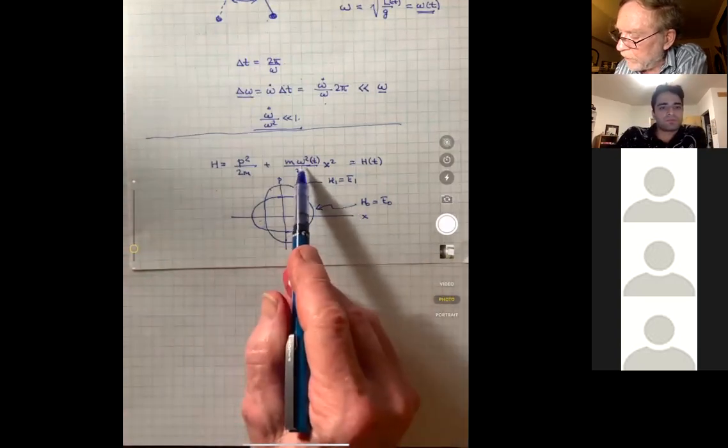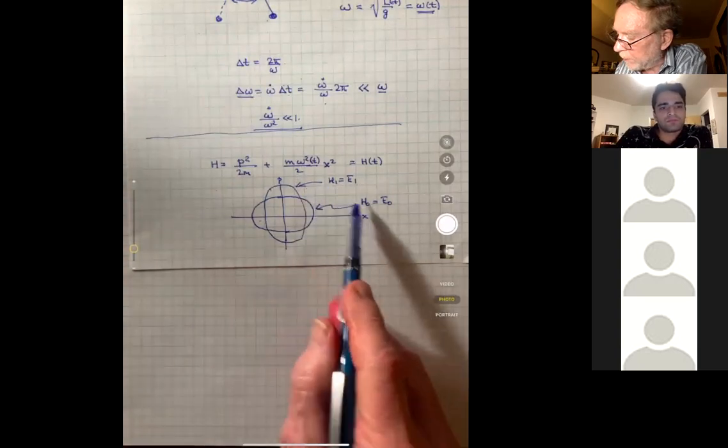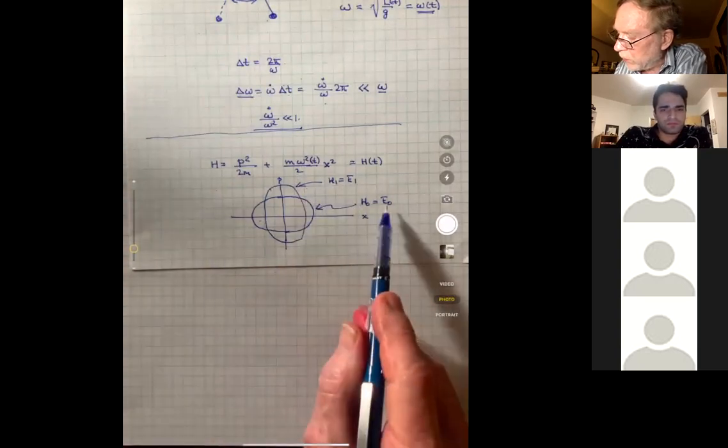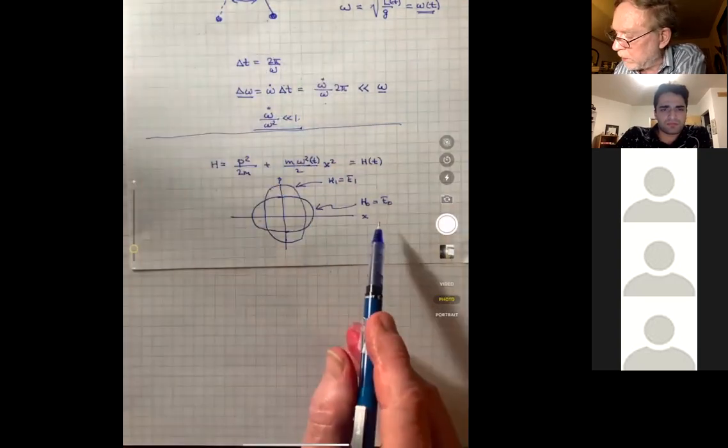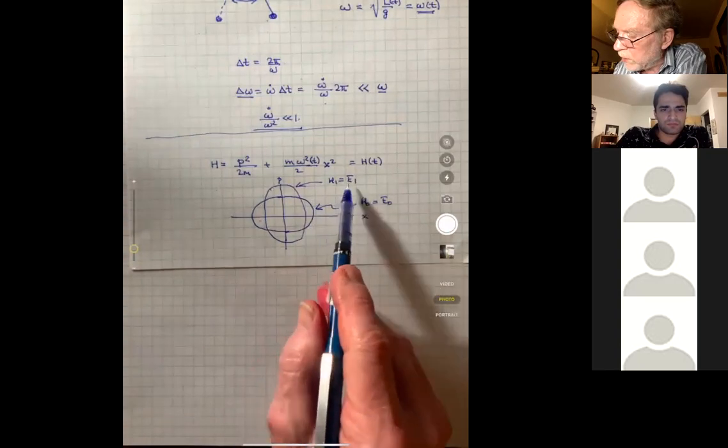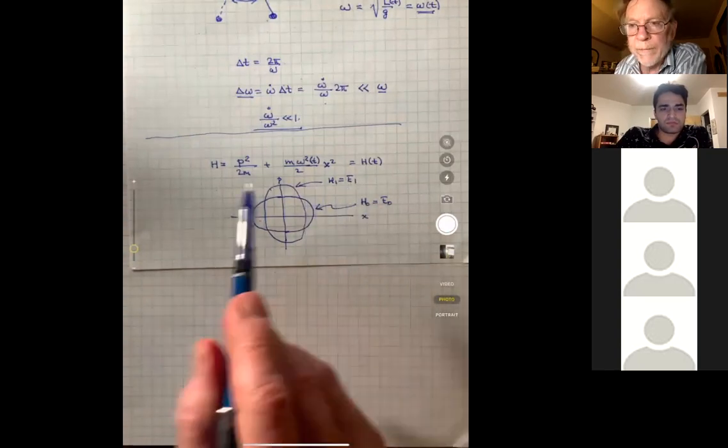Therefore, we know what the initial and final frequencies are. We know what the initial and final Hamiltonians are. We also know, let's suppose we know anyway, the initial energy. We knew what the initial energy was when the thing started. The question then arises, what is the final energy and how would we know it?